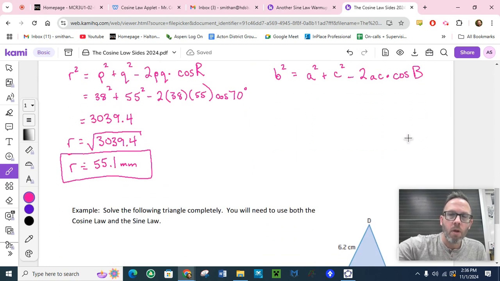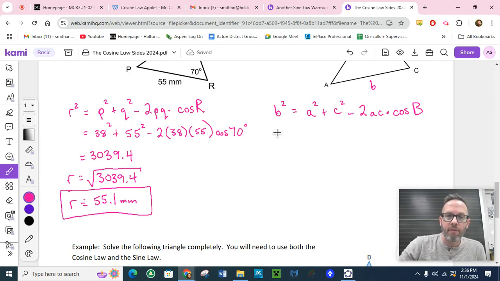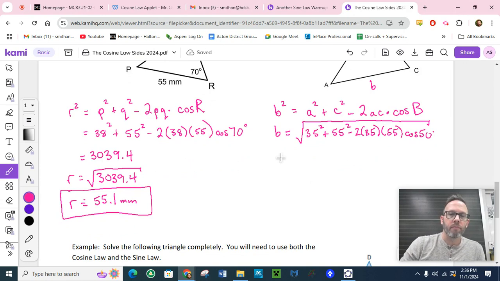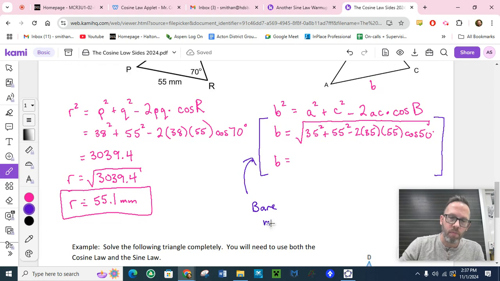Now, if you're slamming out a lot of these, or you're really comfortable, you can actually get the side length in one step by just doing what we did before and square rooting. You can do this all in one step if you'd like to. Do 35 squared plus 55 squared minus 2 times 35 times 55 times the cosine of 50 degrees. Your calculators can handle this, and you can get right to your answer. But just to be clear, this is what I would consider the bare minimum for work to show.